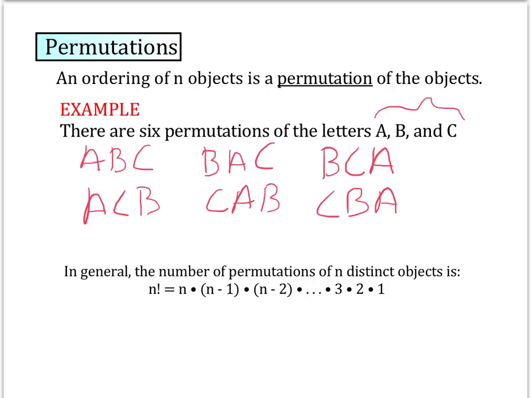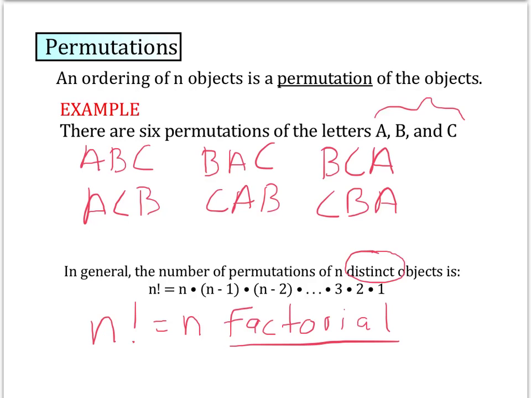Now, in general, we want to figure out the permutations of distinct objects, and we'll talk about what distinct means later. We use this exclamation point symbol, but we're going to call that N factorial. So in this example, we have 3 objects. So if I want to figure out the number of permutations, it would be 3 factorial, which is 3 times 3 minus 1, which is 2, times 3 minus 2, which is 1. So there's 6 options.